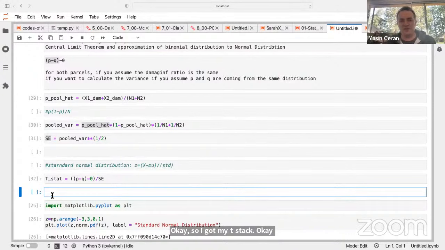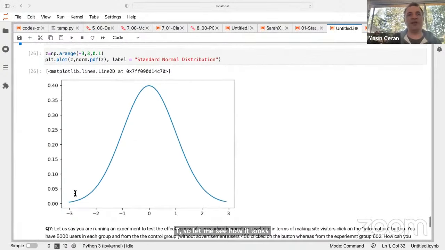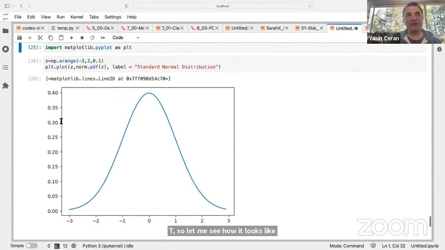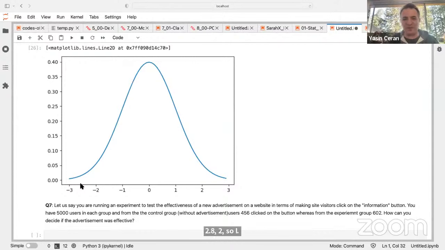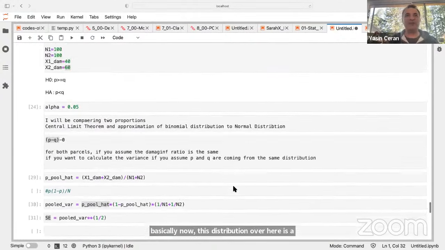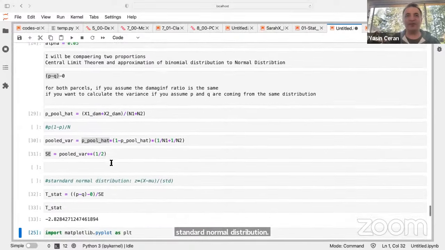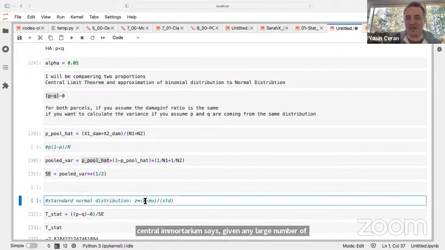So what is this T-stat? Let me see how it looks. Oh, I just found that number that I was talking about: negative 2.82. So what's happening here? What did I do? Basically, this distribution over here is a standard normal distribution. I told you that the central limit theorem says that given any large number of samples from any distribution, if you sum them up, let's say that is the summation.